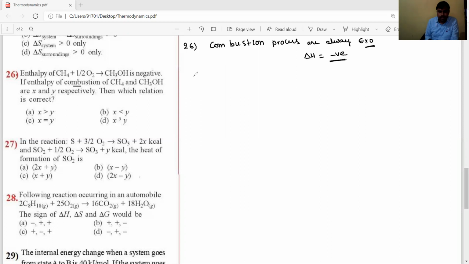So for this equation, it is the combustion of methane. On partial combustion of methane, we are producing methyl alcohol, and delta H is negative, which means it is also an exothermic process. But individually, the enthalpy of combustion of CH4 and the enthalpy of combustion of methyl alcohol they gave as x and y respectively, and we have to find out the relation between x and y. Whether x value is more or y value is more, we have to find out. Okay students, now let's see that.